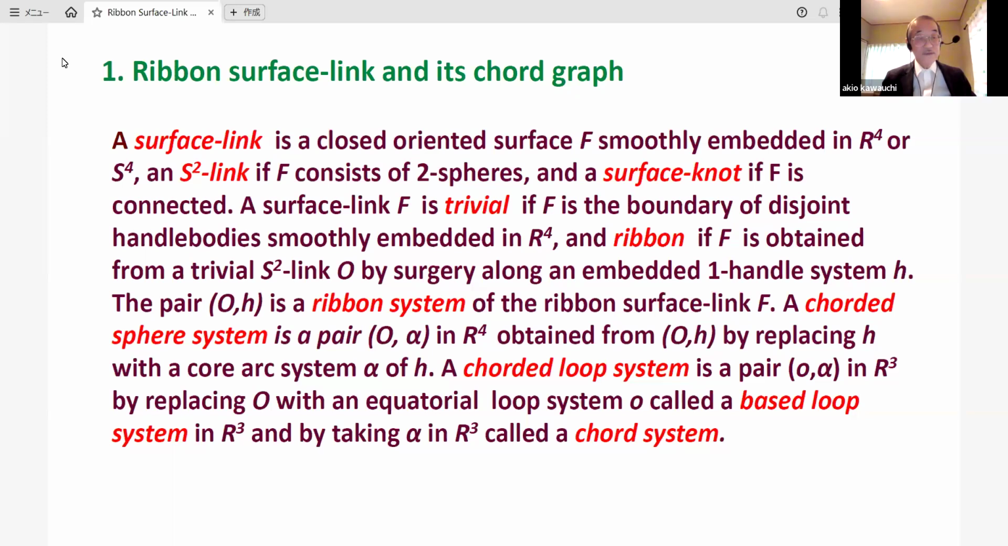A coded sphere system is a pair (O, α) in R^4 obtained from (O, H) by replacing H with a core arc system α of H. A coded loop system is a pair (o, α) in R^3 by replacing O with an equatorial loop system, or small o, called a base loop system in R^3, and by taking α in R^3, called a code system.